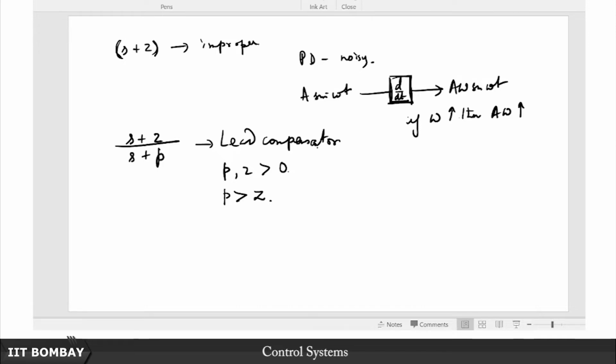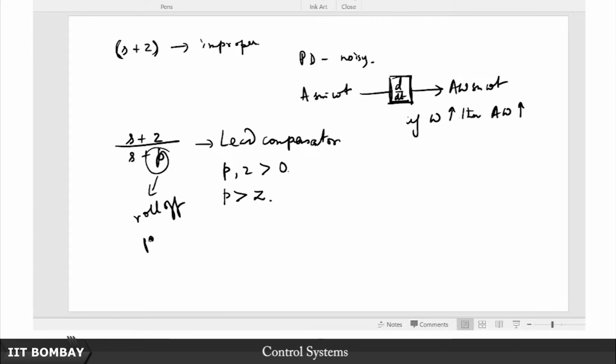All right. So why do we go for this, and how do we design this? Already we've seen the why question. Because this is improper, it is difficult, in fact impossible, to implement using passive elements, and also standalone PD controllers are noisy. In fact, when we do Bode plots, you will see that this pole is also called a roll-off pole.